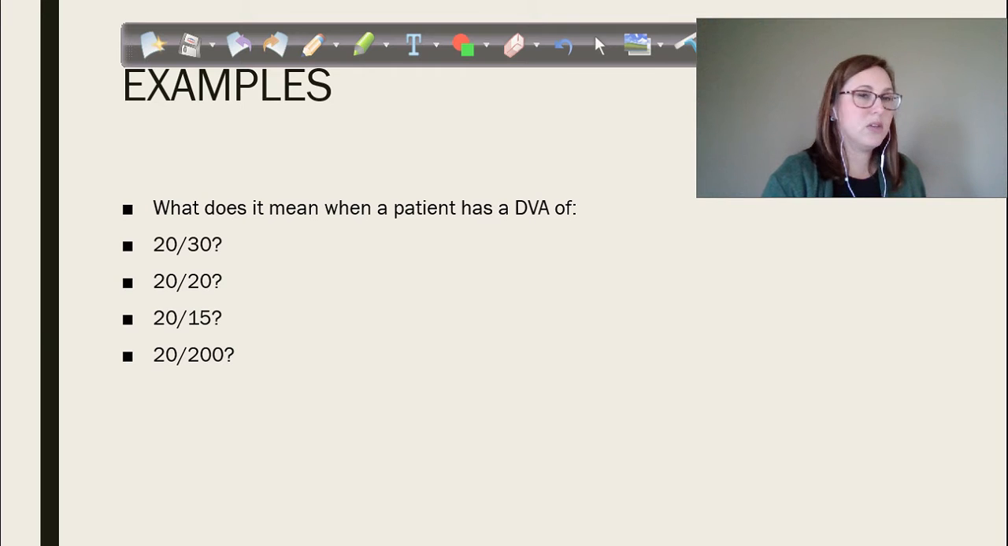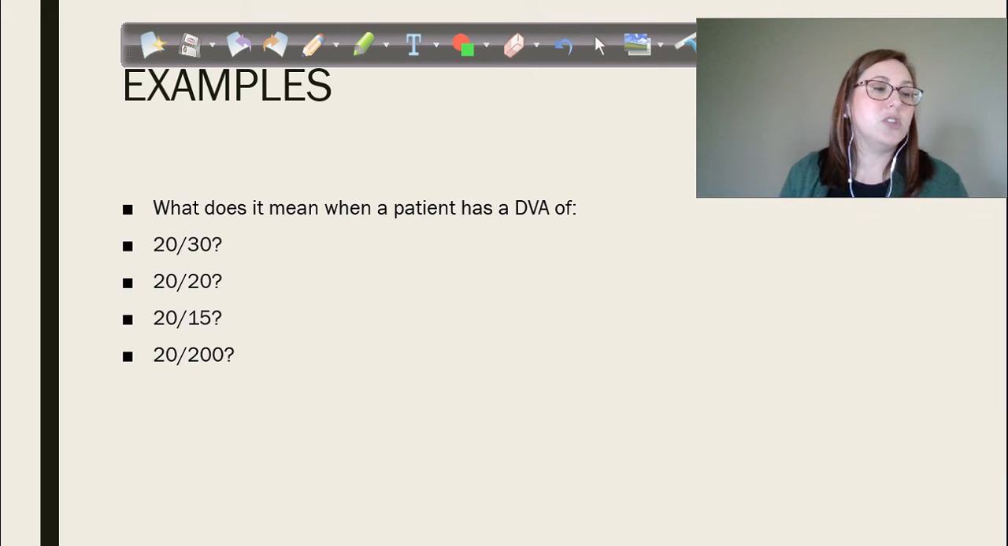So what does it mean if a patient has a DVA of 20/30? It means that the smallest line they read at 20 feet, a person with normal vision would read at 30 feet. 20/20, that's normal.